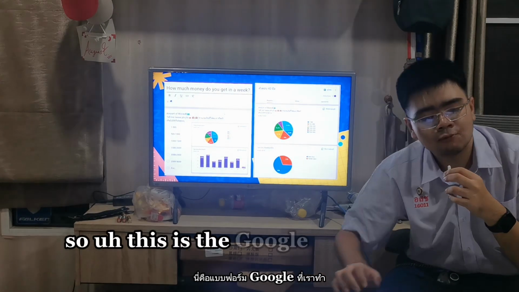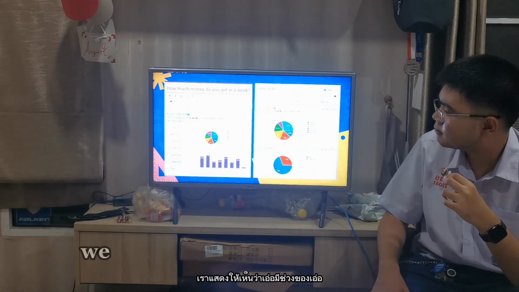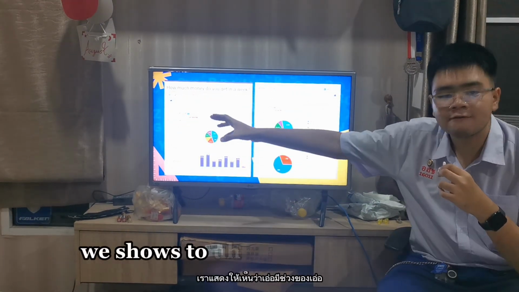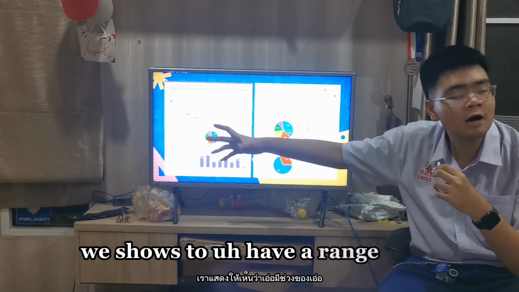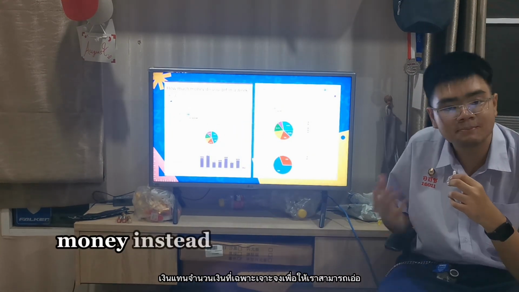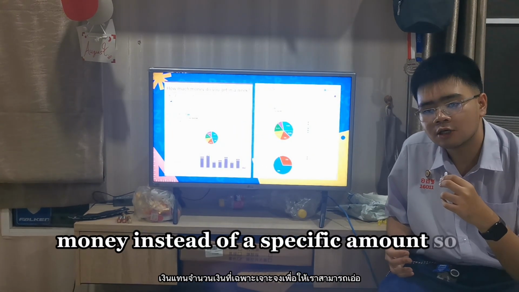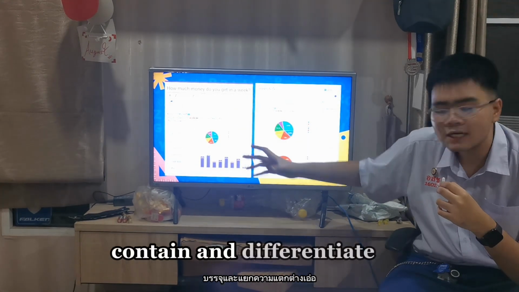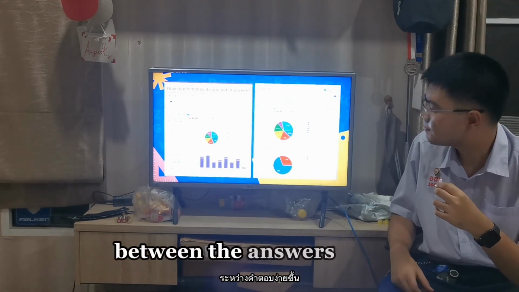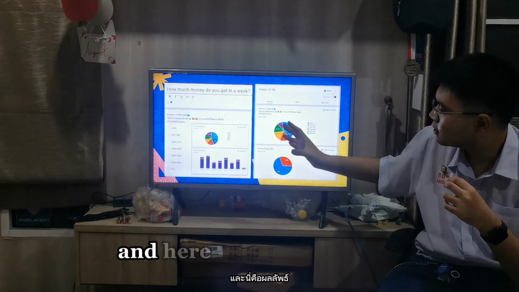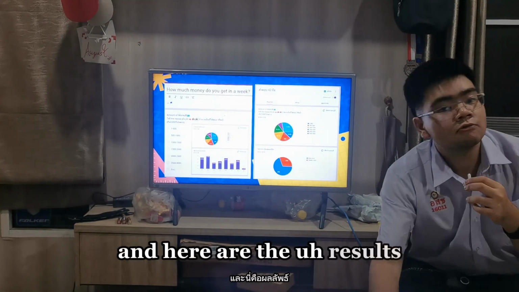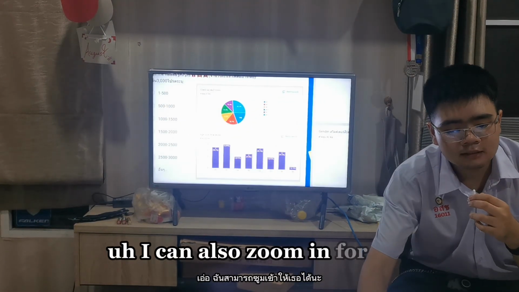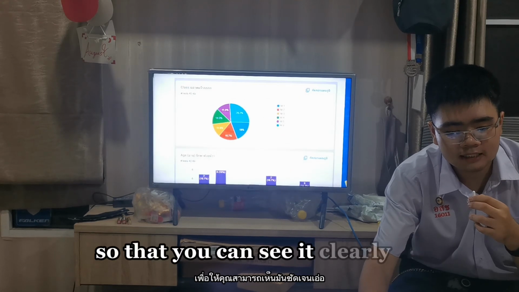So this is the Google form that we did. We chose to have a range of money instead of a specific amount so that we could differentiate between the answers more easily. And here are the results. I can also zoom in for you so that you can see it clearly.